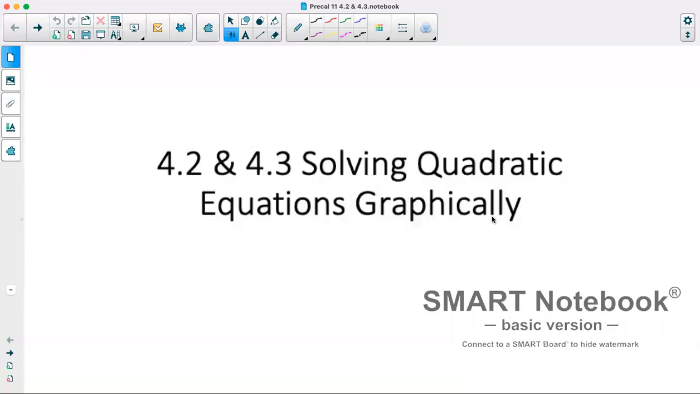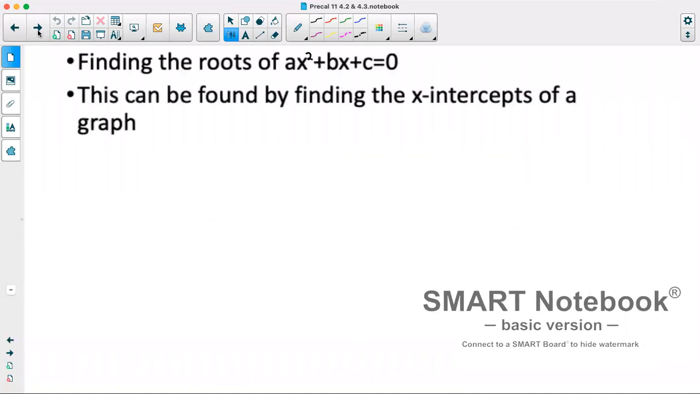Hi, today we're going over sections 4.2 and 4.3, which are solving quadratic equations graphically. When we're solving, we're looking for the roots of our quadratic function of the form ax squared plus bx plus c equals 0. It can be done by finding the x-intercepts of a graph. So we can solve our quadratic equations by graphing them and finding our x-intercepts. We'll do some examples of that.